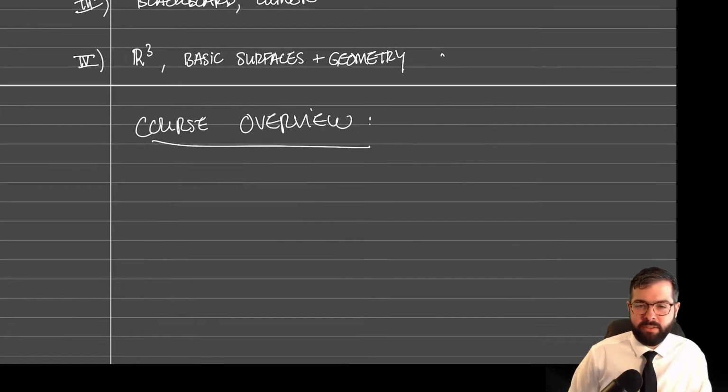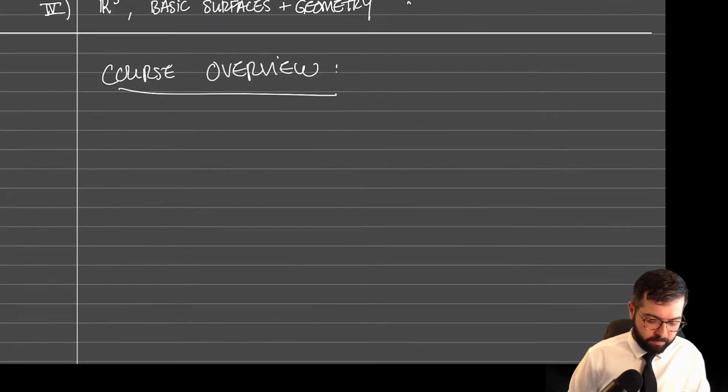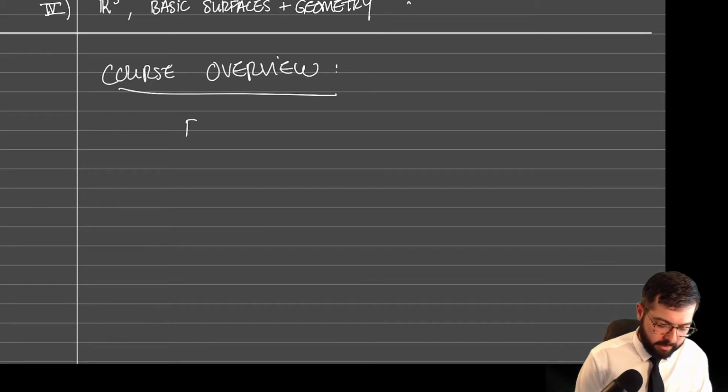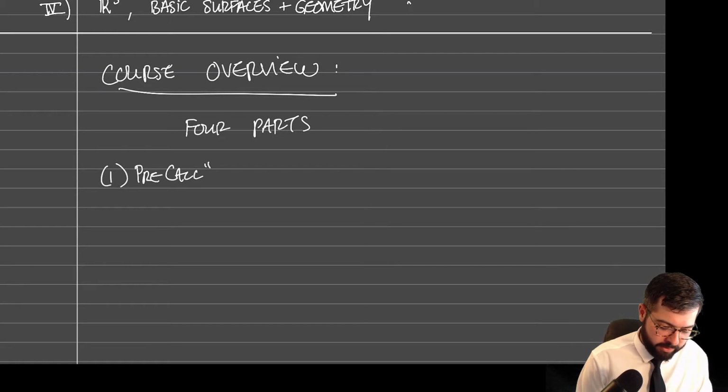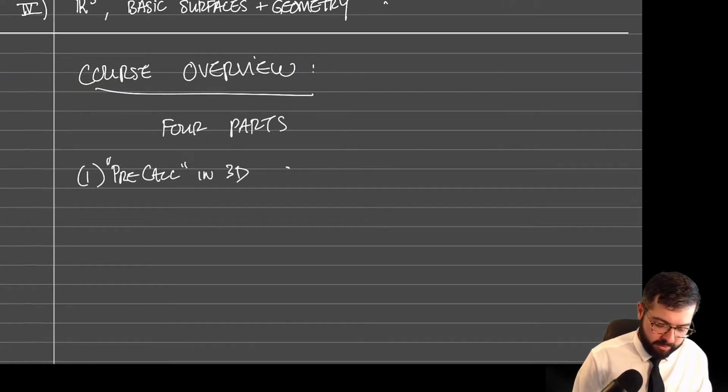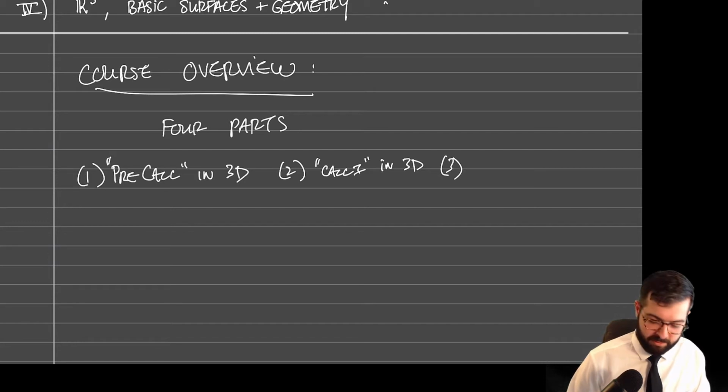You don't need to get this down, but if you want to, terrific. It's kind of broken into four parts. The first part is you can kind of think of it as pre-calc in 3D. Second part is Calc 1 in 3D. Third part is, can you guess it? It's Calc 2 in 3D.